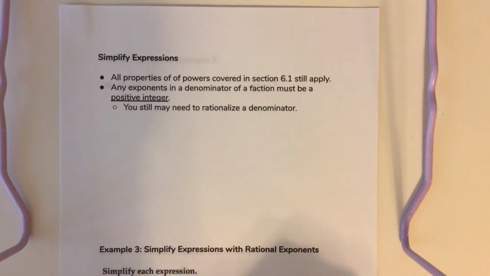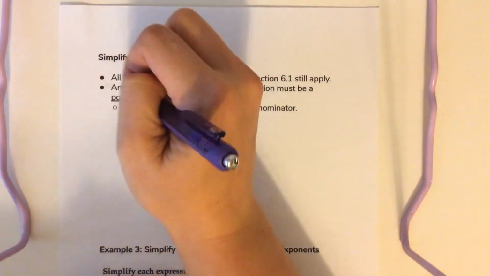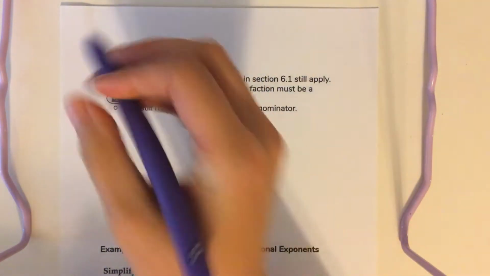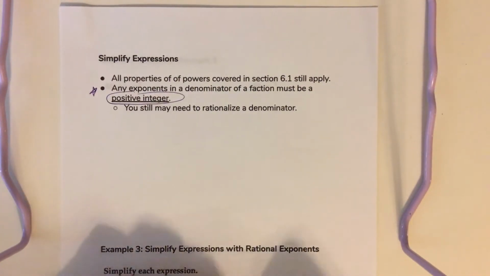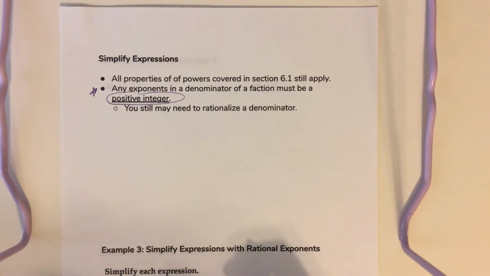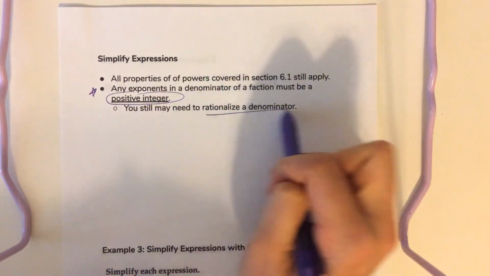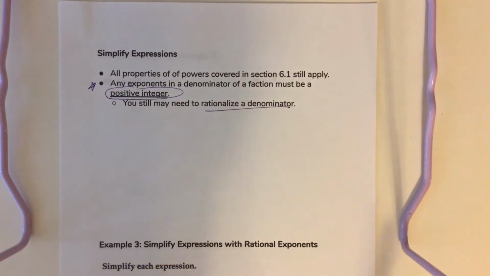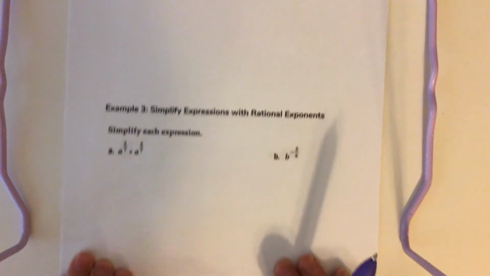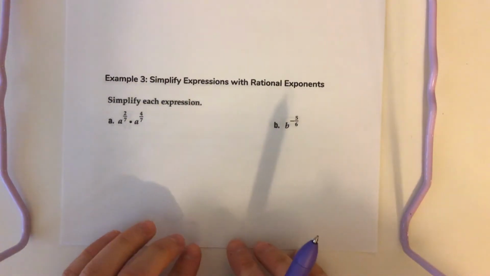And then any exponents in the denominator of a fraction must be a positive integer. So this is the big one right here. We can't have a fractional exponent in the denominator because that's the same as having a square root in the denominator. We know we can't do that, and we're still going to have to rationalize the denominator. I kind of mentioned this before, but now we're going to get into that. So let's take a look at an example using some different exponent rules.